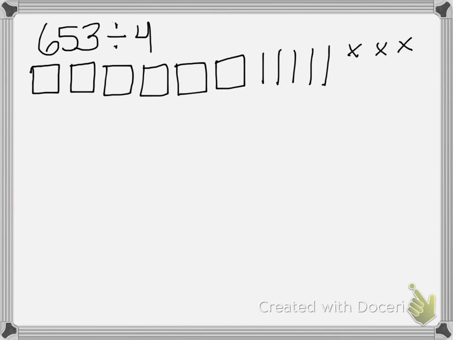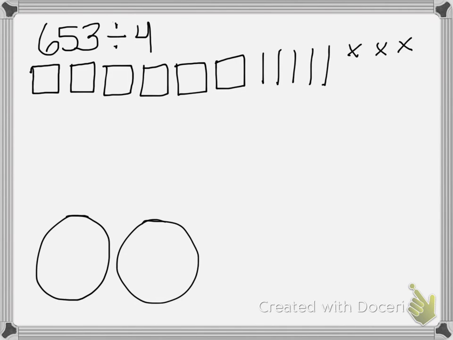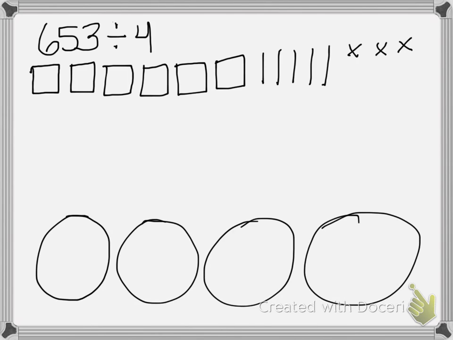So that's 653, and I'm dividing that among 4 groups or 4 people or however you want to think of it. We're going to show that with circles down here at the bottom. So I'm going to draw 4 nice big circles. It's important that you have a lot of room in there so you can keep track and stay organized. I see I have 1, 2, 3, 4, 5, 6 hundreds, and I have 4 groups.